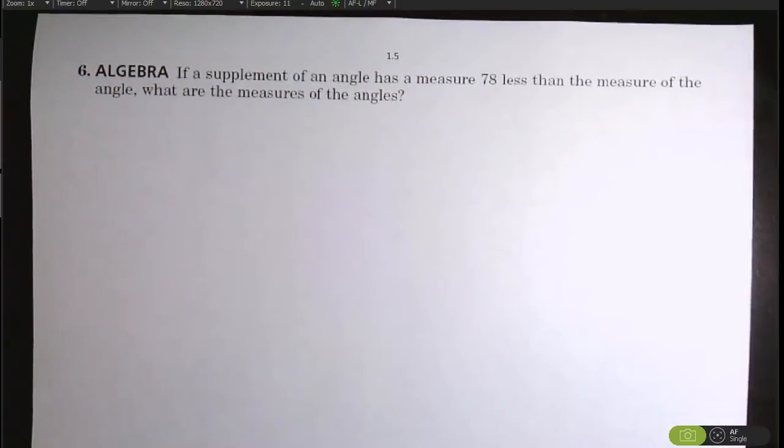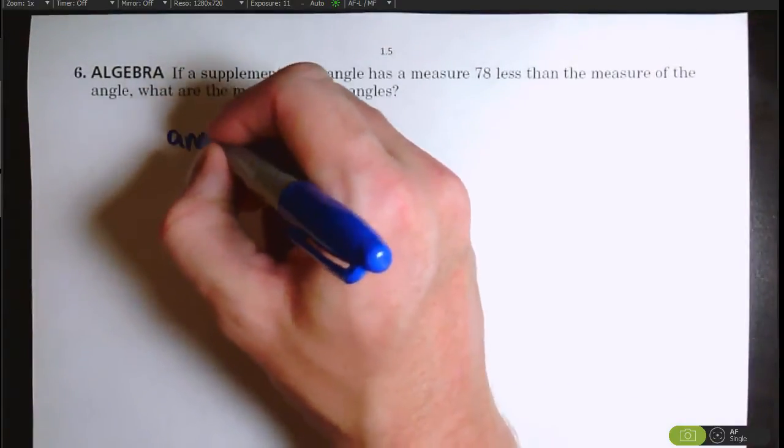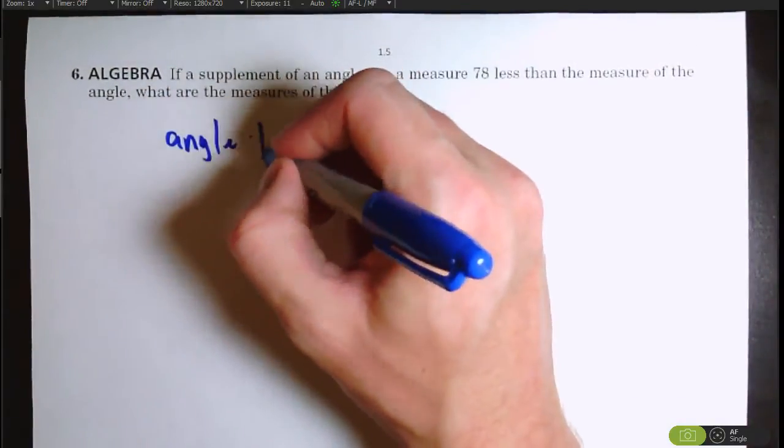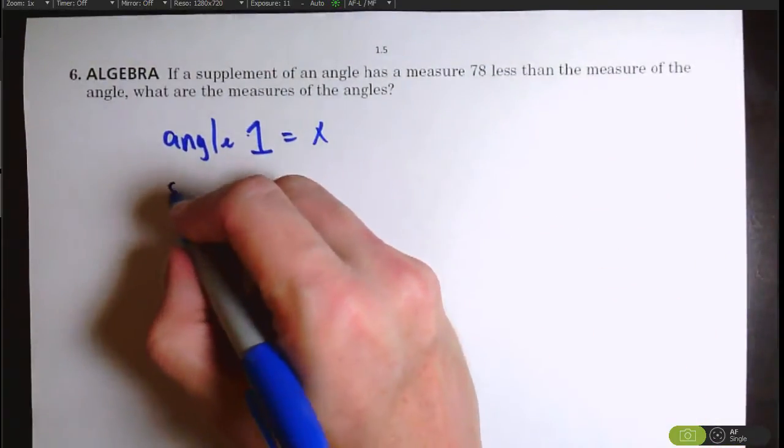Now again, this is a lot to unpack and it's always confusing. So here's what I always say to do. Call one of these angles angle 1, call it X, and then call the other one the supplement.